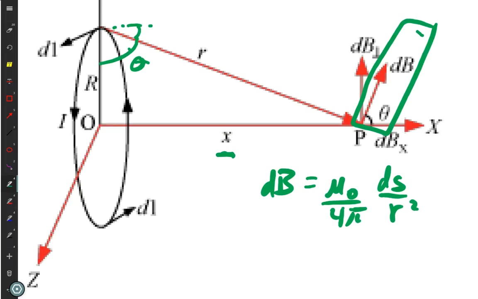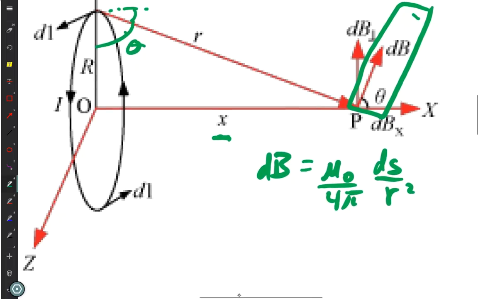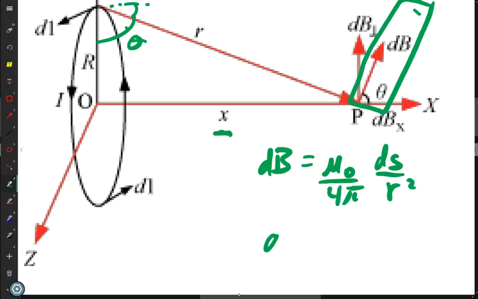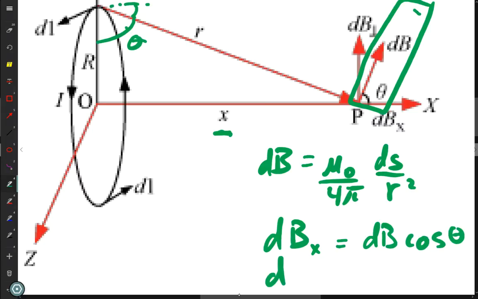What's the magnitude of that? It was 1 because they were at 90-degree angle to each other. Right? If they weren't at a 90-degree angle, it wouldn't have been 1. And so I dropped those off. So that's my magnitude, and then I have dB in the x direction is dB times cosine theta, and dB in the perpendicular direction, including the y and z's, is equal to dB sine theta.